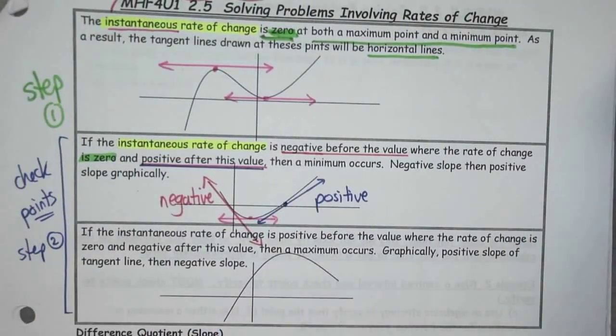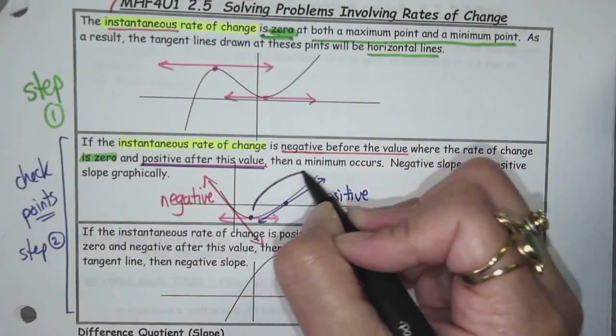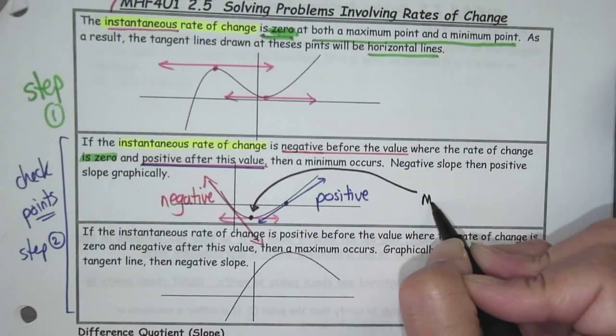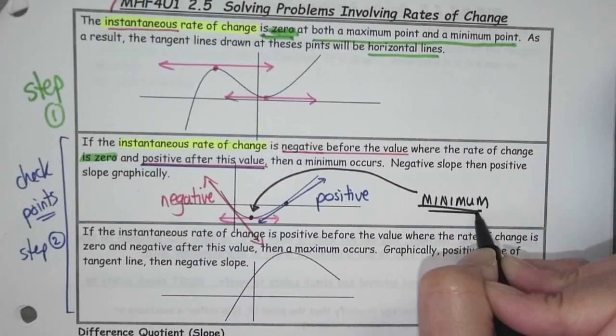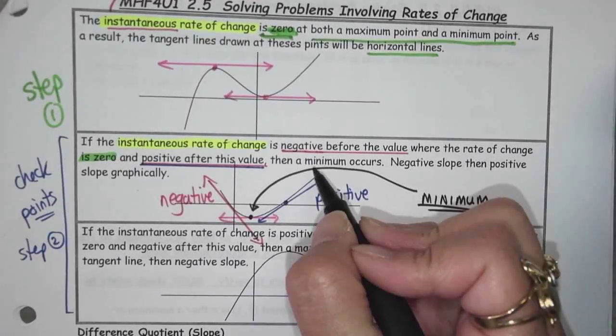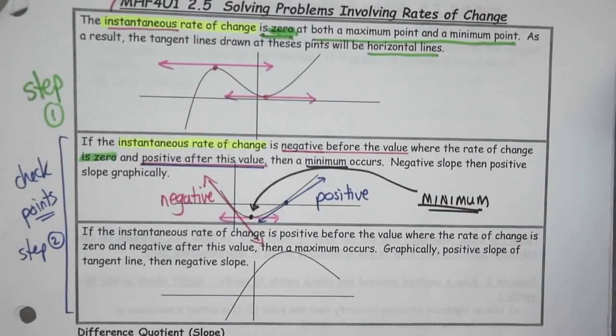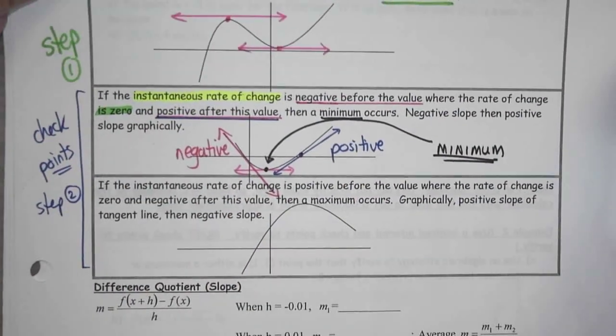So this point here means it must be a minimum. Okay, so that's telling me that it must be a minimum. So that's this. Down, horizontal, up means minimum.